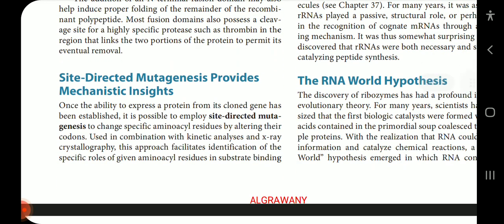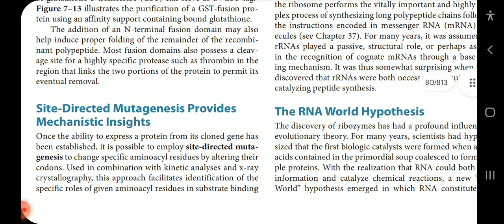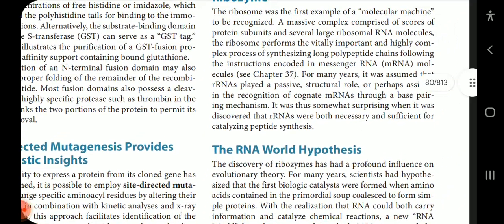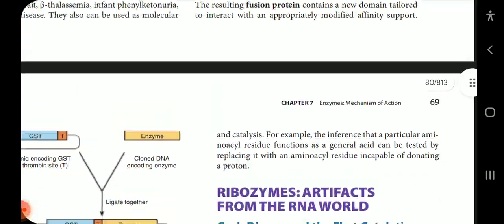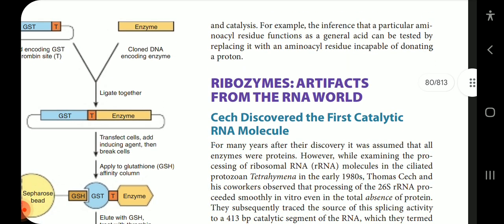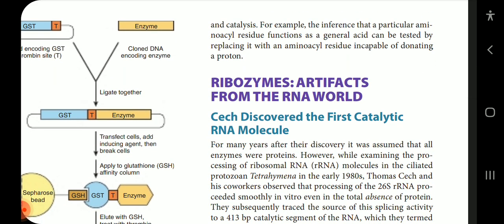Site-directed mutagenesis provides mechanistic insights. Once the ability to express a protein from its cloned gene has been established, it is possible to employ site-directed mutagenesis to change specific amino acid residues by altering their codons. Used in combination with kinetic analysis and X-ray crystallography, this approach facilitates identification of the specific roles of given amino acid residues in substrate binding and catalysis. For example, the inference that a particular amino acid residue functions as a general acid can be tested by replacing it with an amino acid residue incapable of donating a proton.